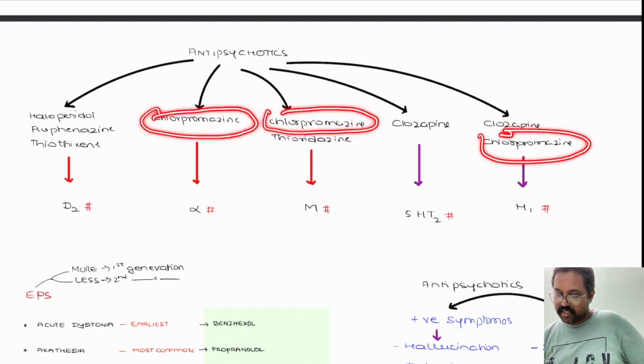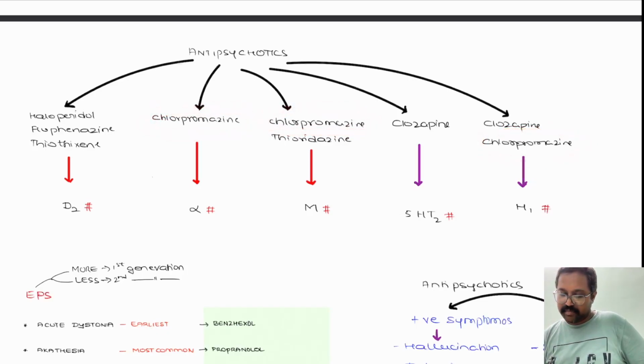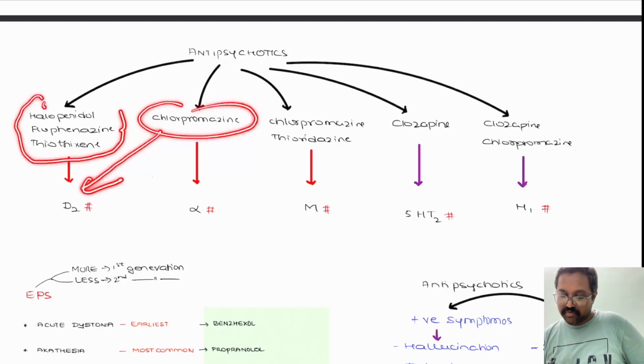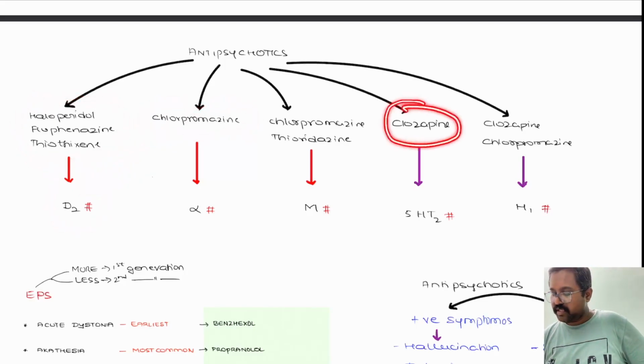Antipsychotics, as you can see in the diagram: chlorpromazine, which is a typical antipsychotic, mainly blocks the D2 receptor. Likewise, haloperidol, fluphenazine, and thiothixene predominantly block D2 activity, whereas clozapine predominantly blocks 5-HT2 activity.